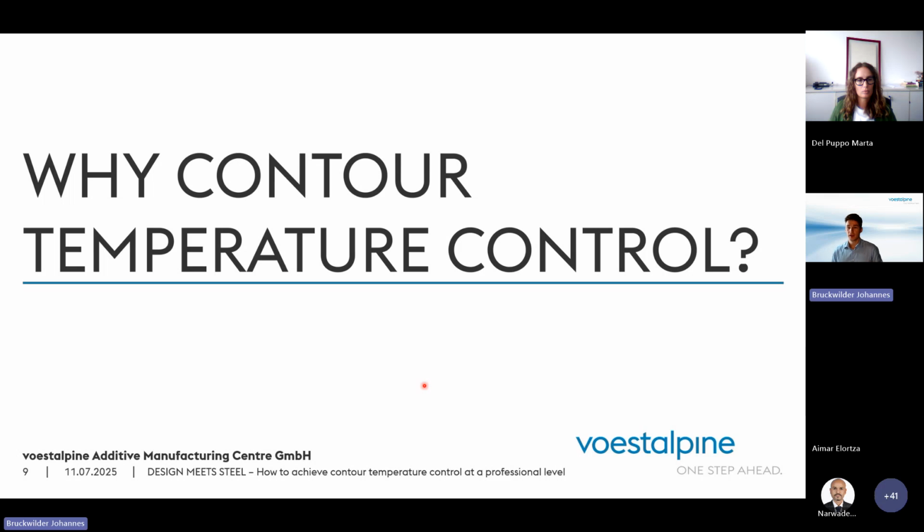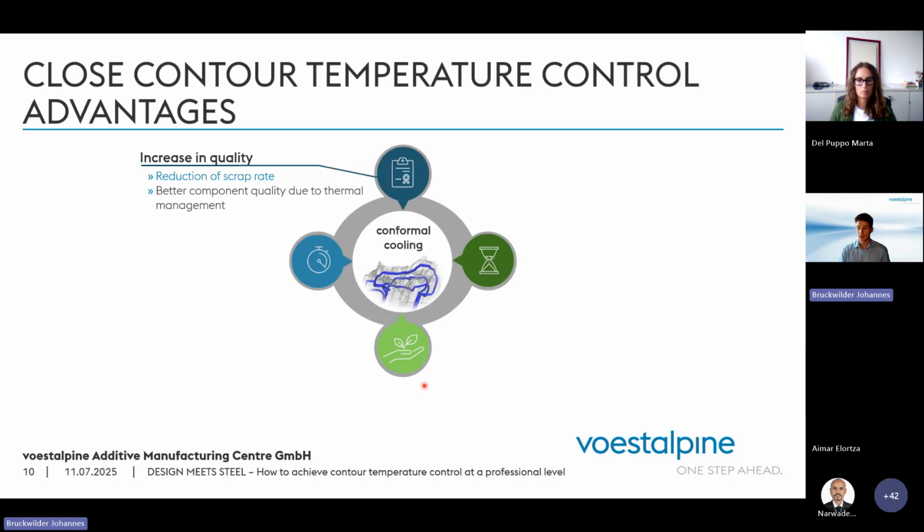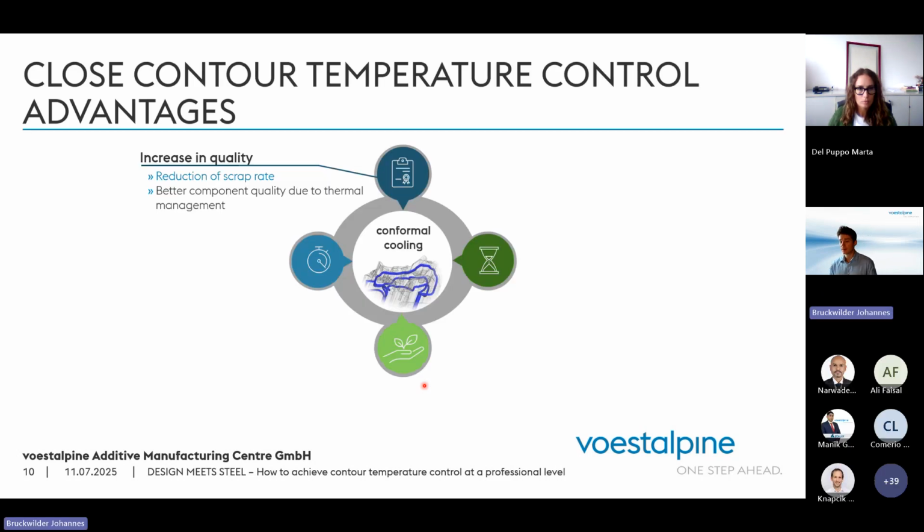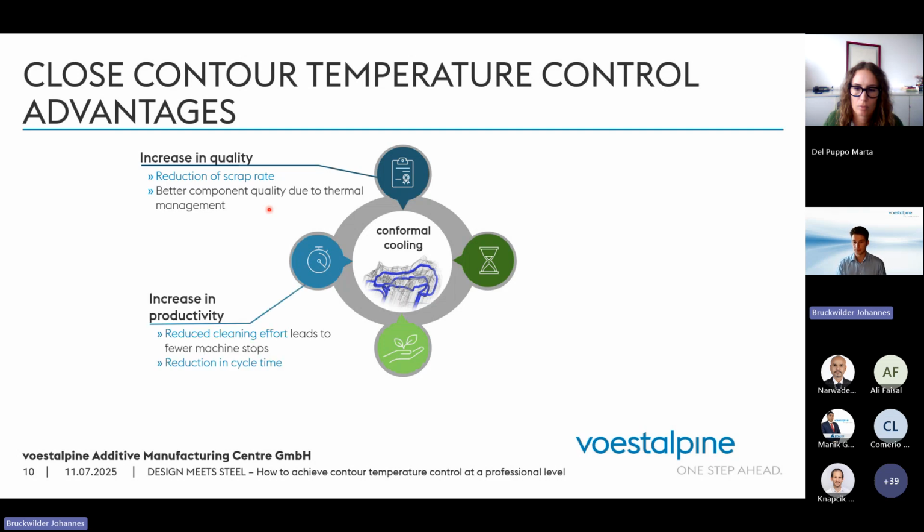So first of all, why do we need contour temperature control? This is a really important question because there are several advantages. A really big advantage is the increase in quality. With conformal cooling, we often have a reduction of scrap rate. We are reducing the hotspots, and we have better part quality because of the thermal management of the mold.